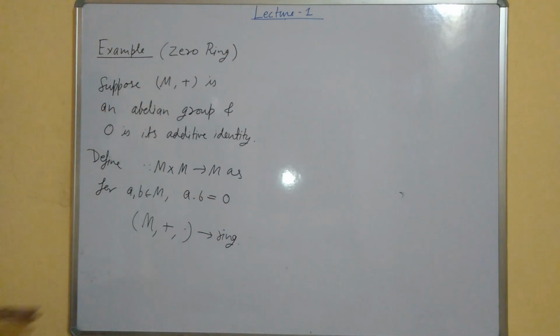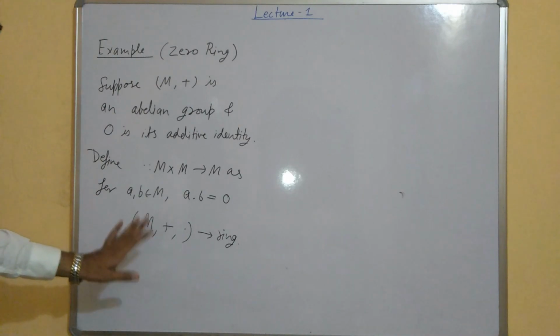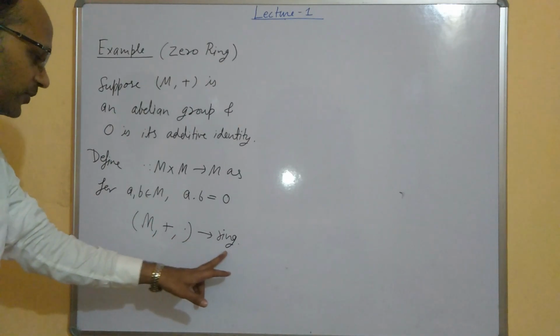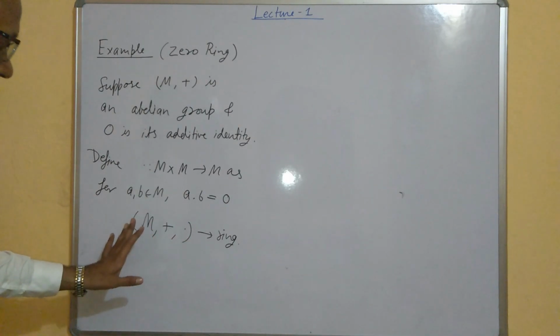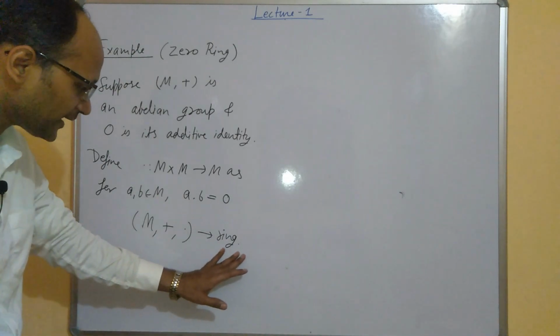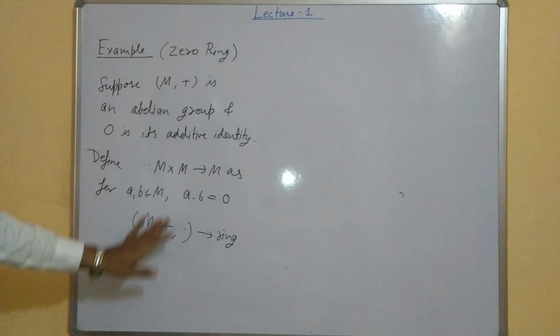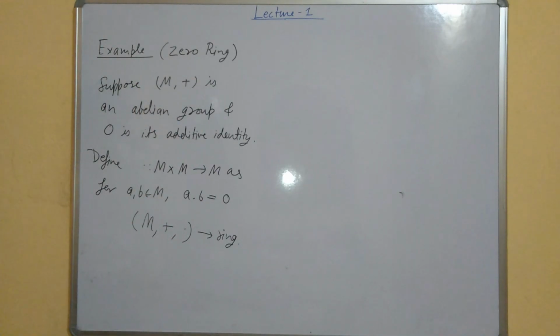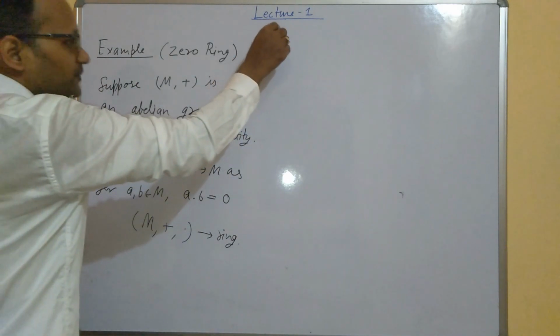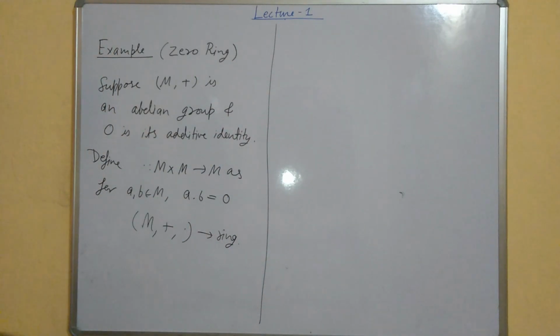So any abelian group can be made a ring. It is quite easy to verify that it satisfies all the properties of a ring. So I am leaving it as an exercise to verify that it is a ring, and this type of ring is called a zero ring. Now come to another example.